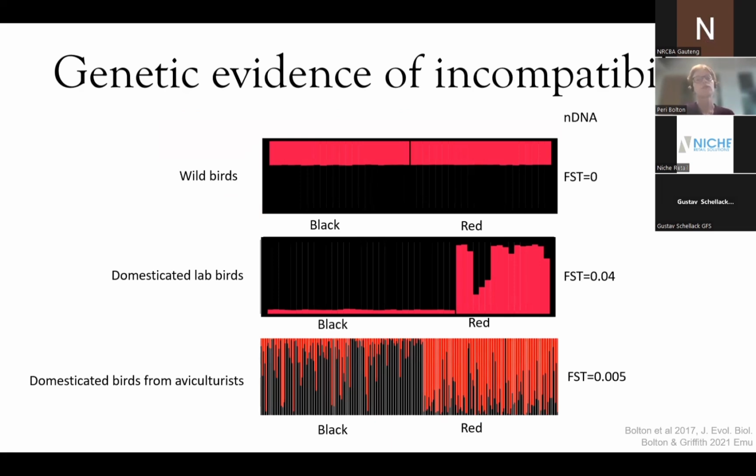We predicted there might be genetic structure according to head color morph. So using those same sorts of techniques that I showed you before, we found that in the wild, they're completely interbreeding. There's no detectable difference between them. But when we take a look at the birds from the lab that Sarah was working on, we found that there was a detectable difference between them, about 5% difference.